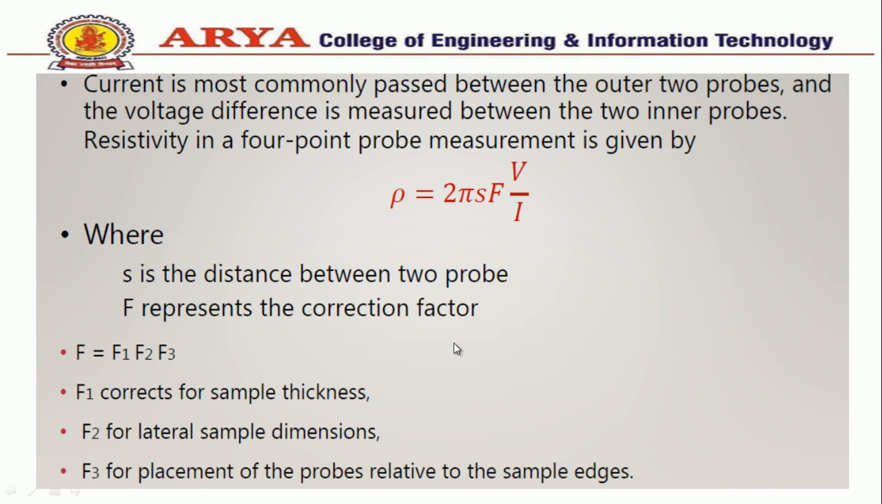The current is most commonly passed between the outer two probes and the voltage difference is measured between the two inner probes. The resistivity in the 4-point probe measurement is given by rho equal to 2 pi s F dot V upon I, where s is the distance between two probes. F represents the correction factor, where F is given by F1 multiplied by F2 and F3, where F1 corrects for sample thickness, F2 for lateral sample dimensions, and F3 for placement of the probe relative to the sample edges.